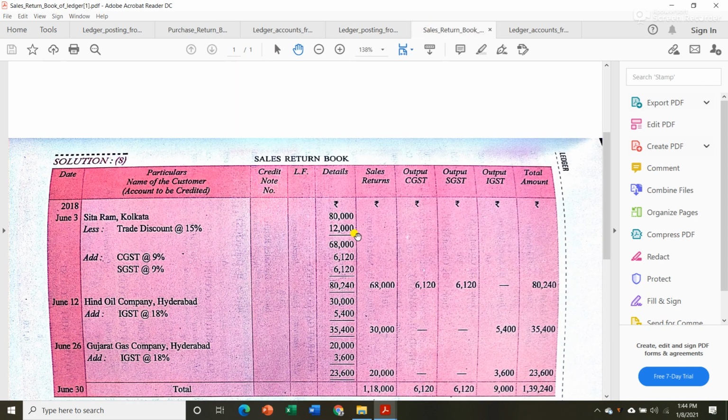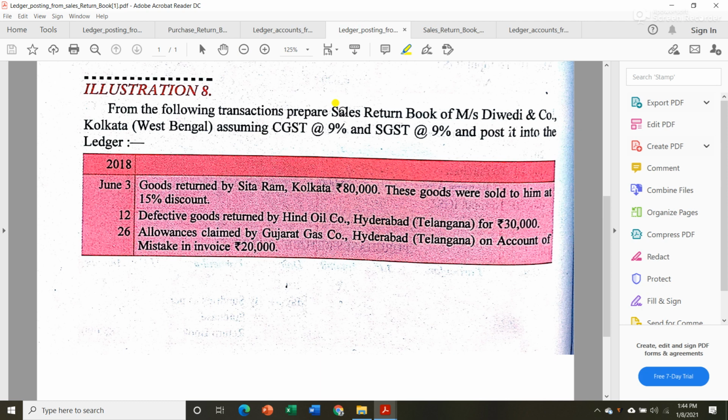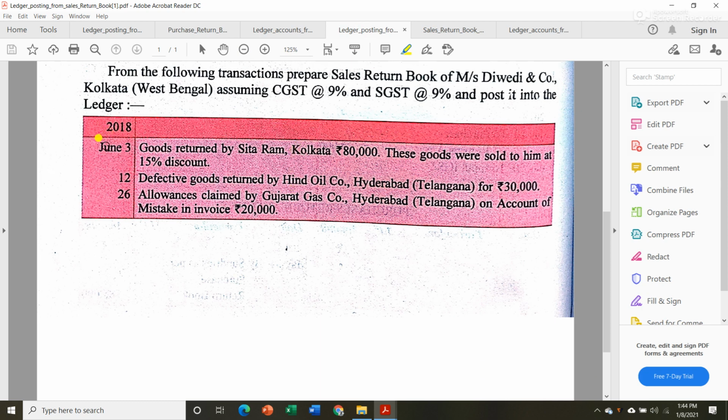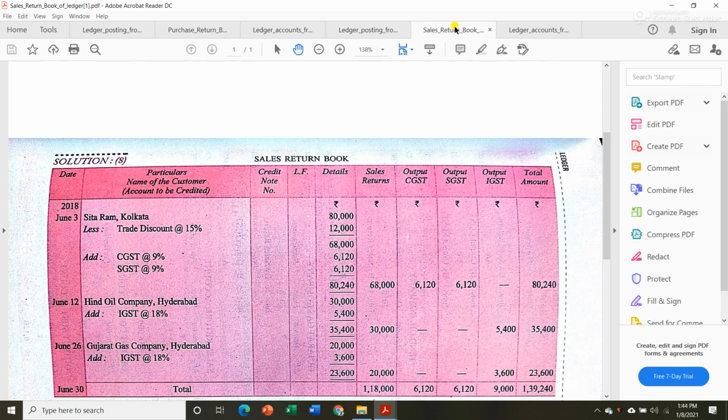Here is the sales return book. Now let us see the transactions. On June 3rd, goods returned by Sitaram Kolkata 80,000. These goods were sold to him at 15% of trade discount. Now our business is in Kolkata and the person who sent us goods is also in Kolkata. That means there is CGST and SGST. Now let us see.